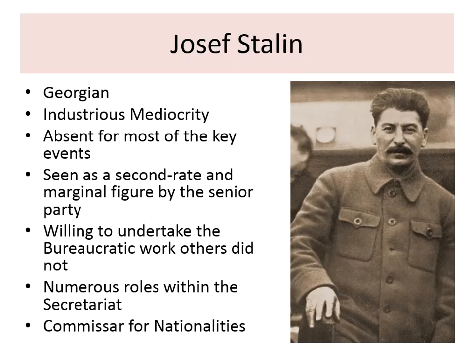So the first individual is the eventual winner, and as you should hopefully know, because this course is called the Stalin course, that is Joseph Stalin, a name given to himself when he became a revolutionary. Now, Joseph Stalin will be the victor, but the most important thing you must understand about him is this: no one in 1924 would have predicted he would eventually be leader.